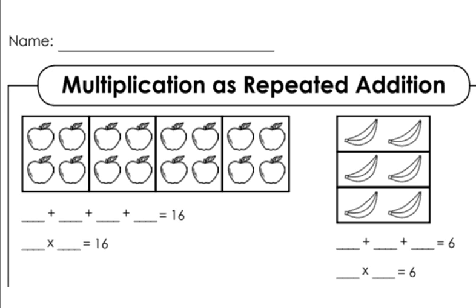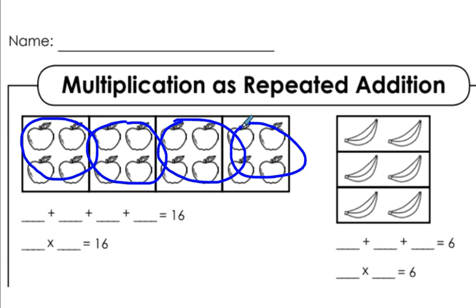The next page is the repeated addition. So again, it looks very simple, but I just want you to get in the practice of knowing how to write these down. So we've got groups here. We've got 4 in each group, right? So we write 4 plus 4 plus 4 plus 4 equals 16. The other way of saying it would be 4 groups of 4. So 4 times 4 is 16. All right, so that's how you do that page.